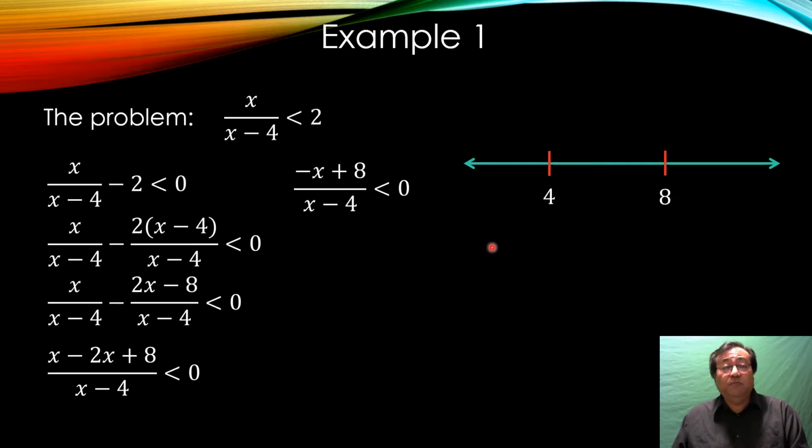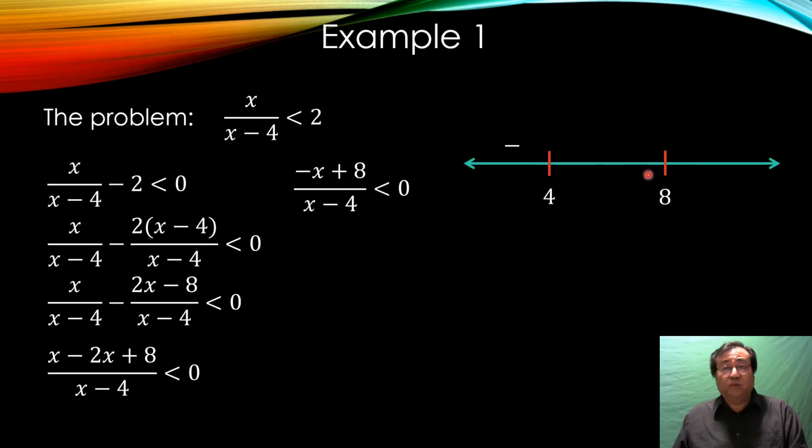All right, then we make the signs. So pick a number over here, say 0, right? If I put 0 in the numerator, I get a positive 8, and put 0 in the denominator, I get a negative 4. So it's 8 over negative 4, making it a negative number, negative 2.